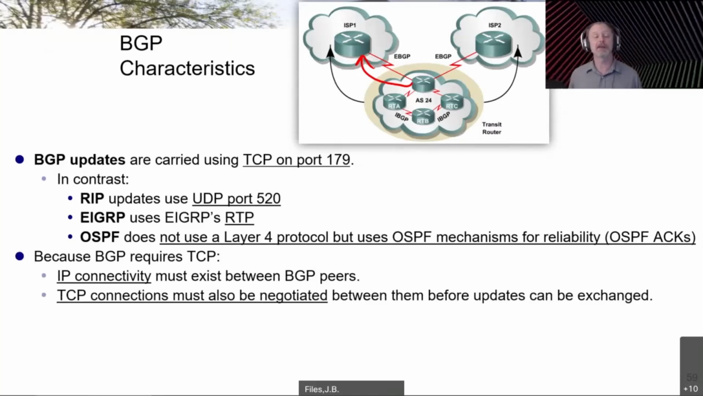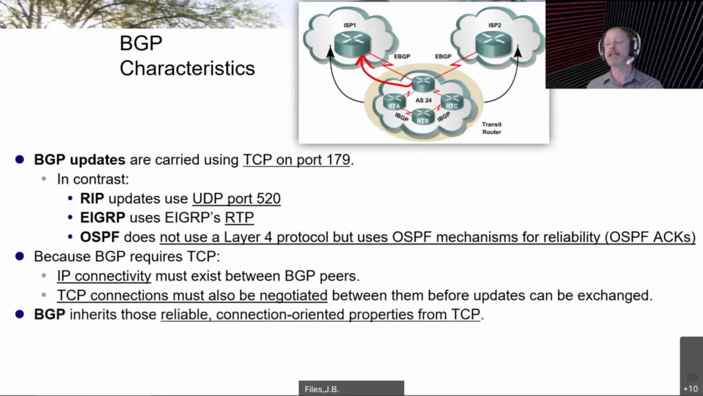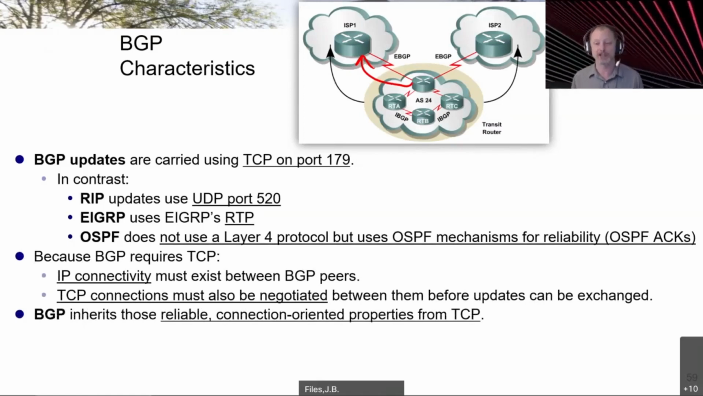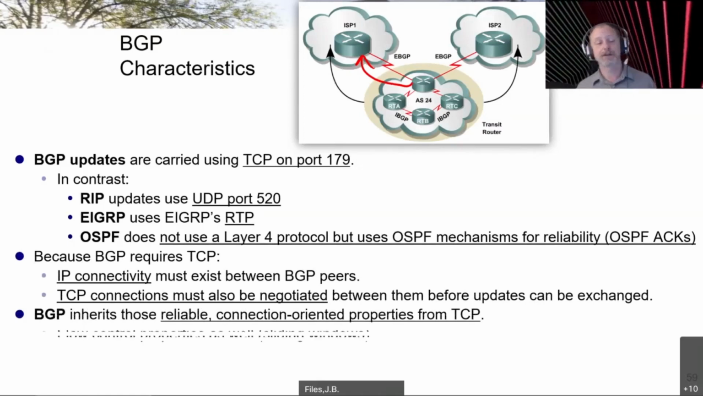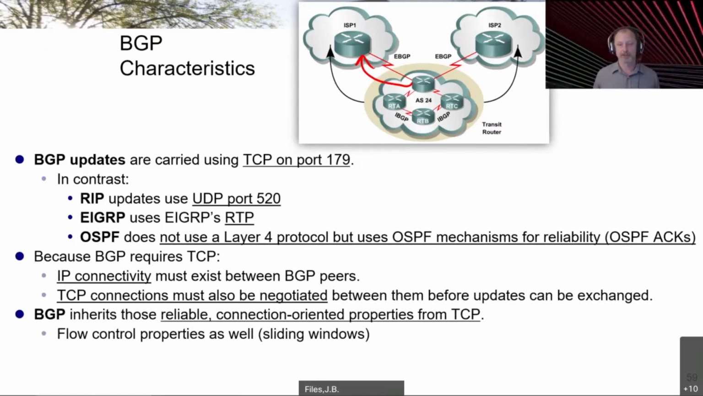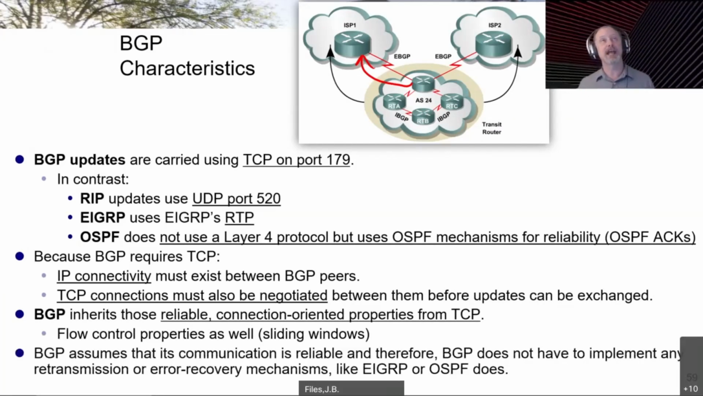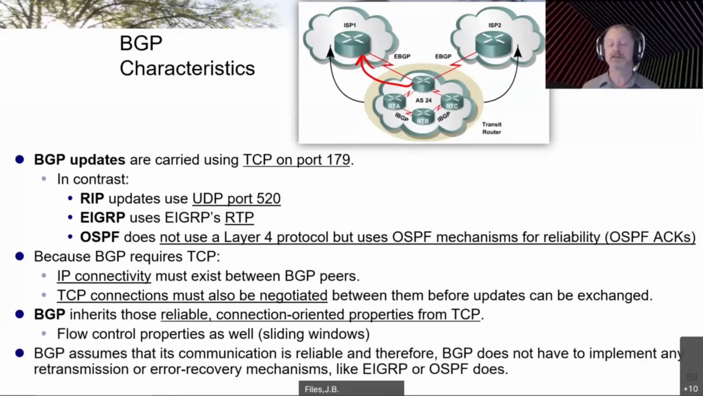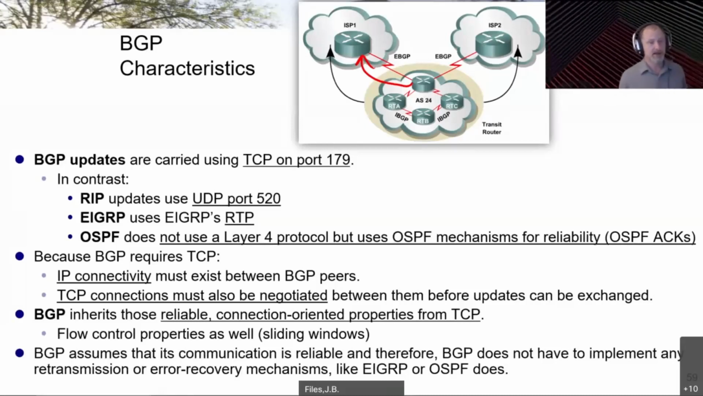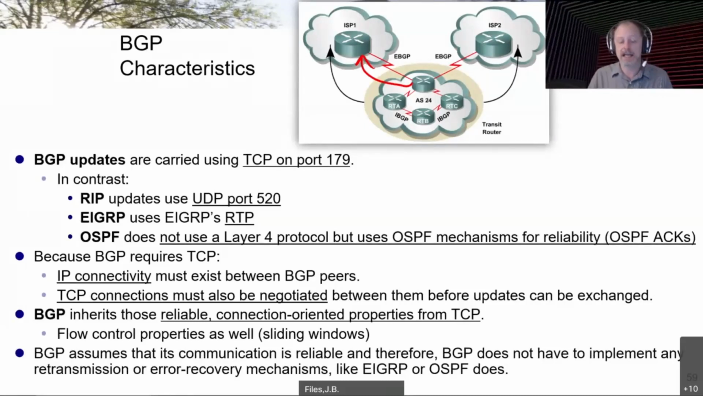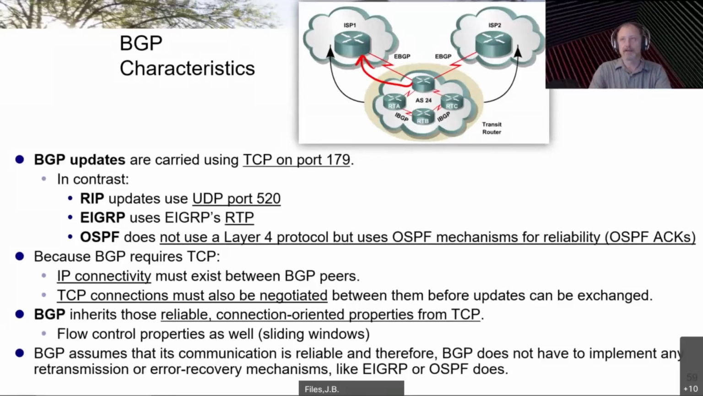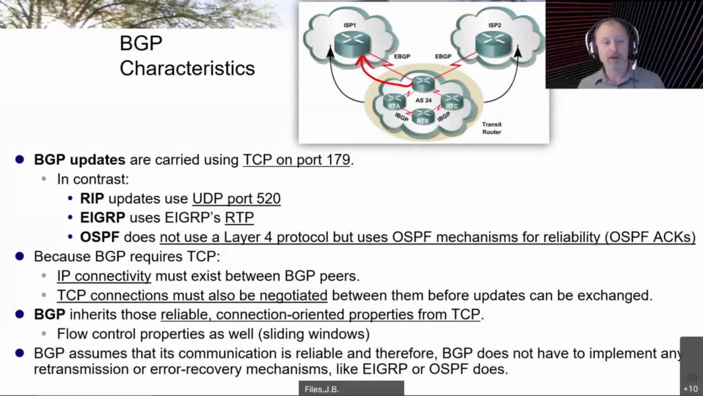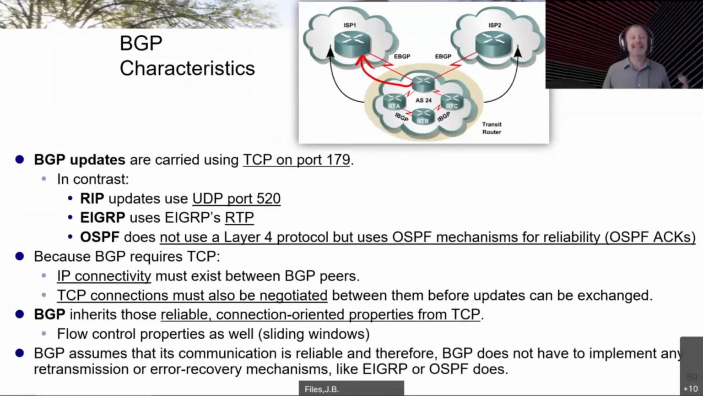All right. The nice thing about the fact that BGP uses TCP is we get those TCP benefits, like reliable connections. Okay. Flow control, like the sliding windows. Okay. Since BGP understands that we have that reliability mechanism from TCP, BGP doesn't handle that. If EIGRP or OSPF gets an update, they acknowledge the update. Okay. BGP doesn't mess with that because TCP handles all that.